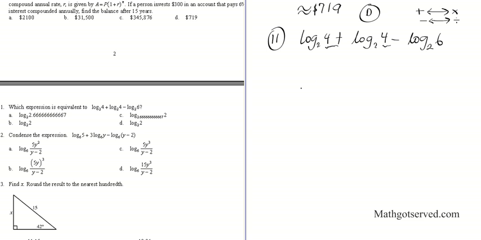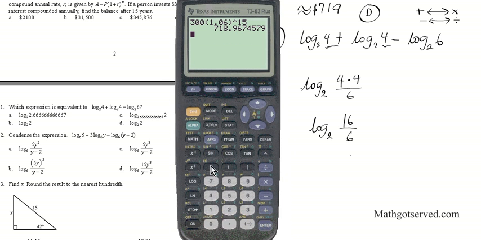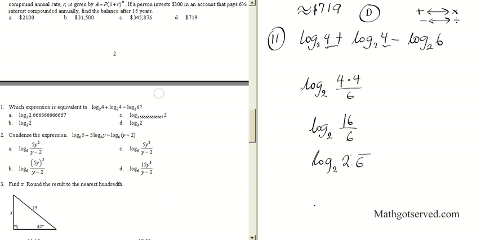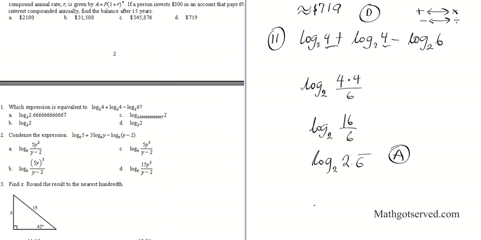So it's going to be log base 2 of 4 times 4. Since this has a minus, we're going to divide by 6. This is going to be log base 2 of 4 times 4, which is 16, over 6. And we can divide this out with our calculators to get the approximate result. So 16 over 6 is 2.6 repeating. Okay, so our answer is going to be log base 2 of 2.6 repeating. So our answer is going to be option letter A for number 11.